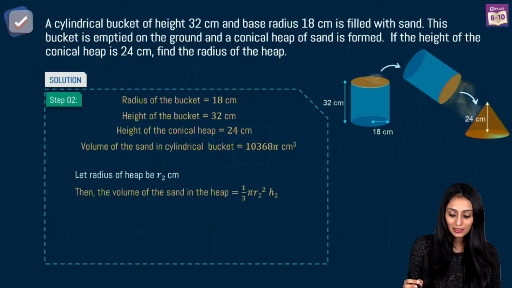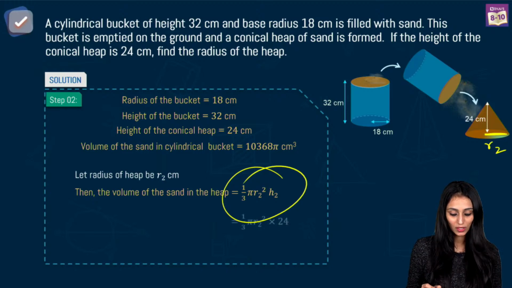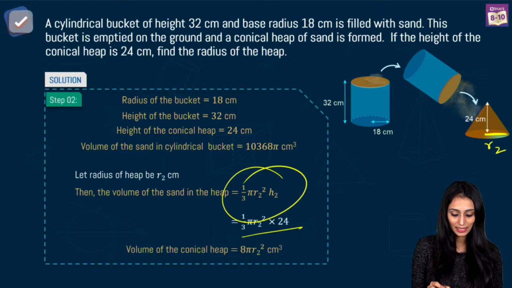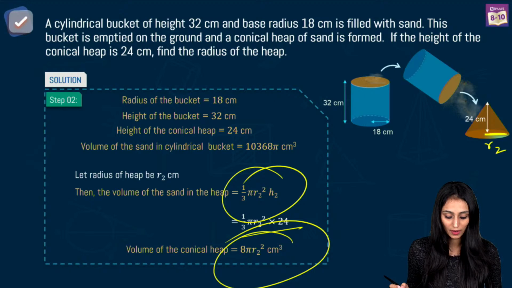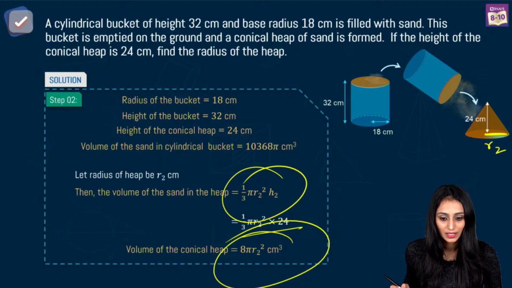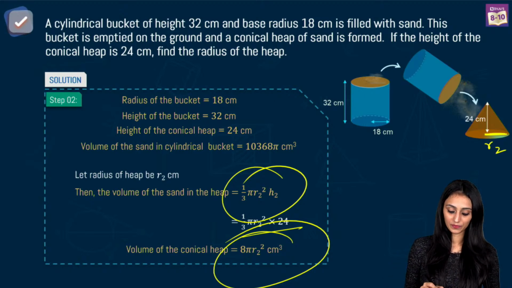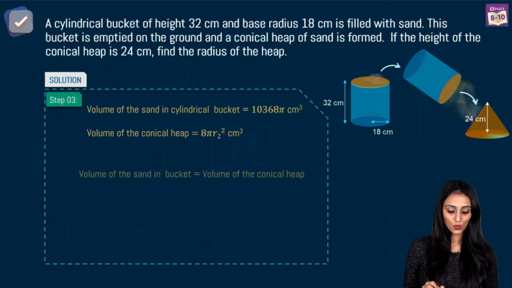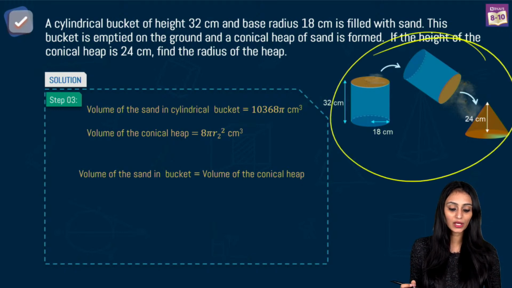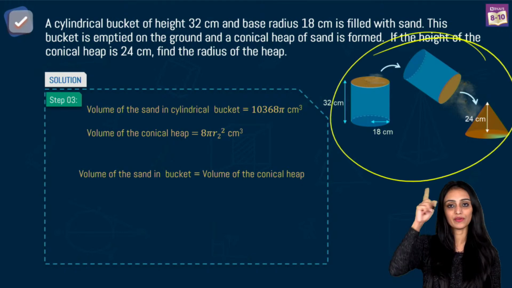And then let's say the radius for this conical heap is r2. So this is the volume for the cone. We will keep pi as it is again, and we get 8 pi r2 square centimeter cube. Alright, so what we will do here is we are just going to equate, because volume will not change. You remember I told you this when we had a session on surface areas and volumes.